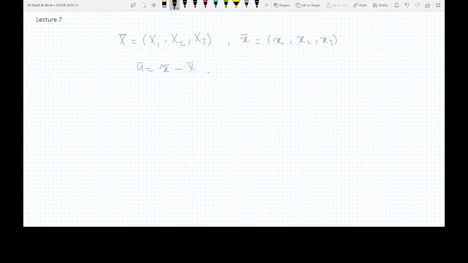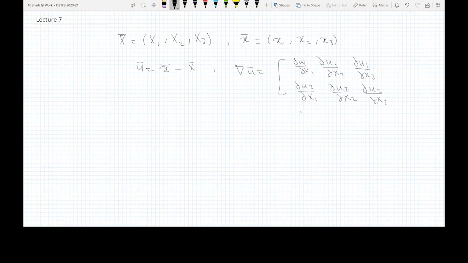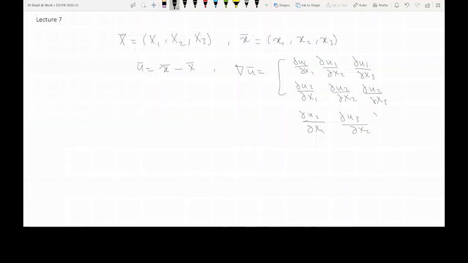And then we said we have the gradient of the displacement vector, so that the gradient of the displacement vector is basically just the derivative of u1 with respect to x1, u1 with respect to x2, and u1 with respect to x3. We also have u2 with respect to x1, x2, and x3. And we finally have u3 with respect to x1, x2, and x3. So this is a tensor. I'm just going to write it as a tensor.